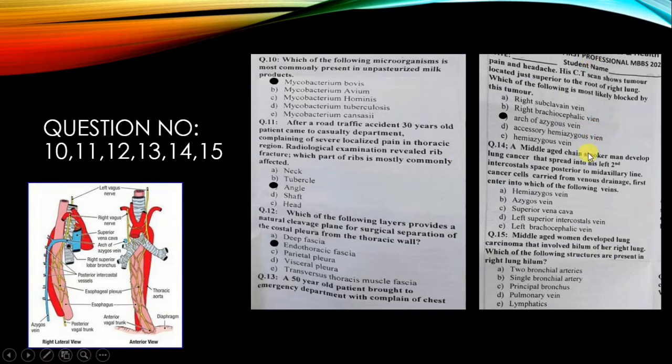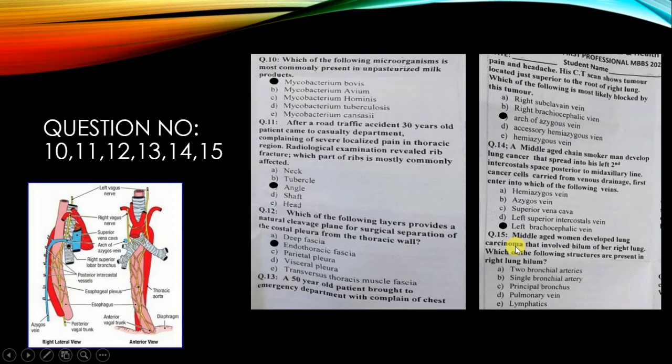The tumor is located in the second intercostal space posteriorly, so it is drained by the posterior intercostal veins, and the posterior intercostal vein located in the second intercostal space is directly drained into the left brachiocephalic vein, while the venous drainage from the first and second intercostal space of the right side is drained directly into the azygous vein.